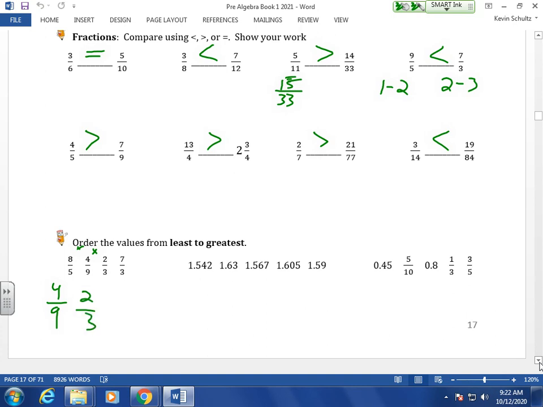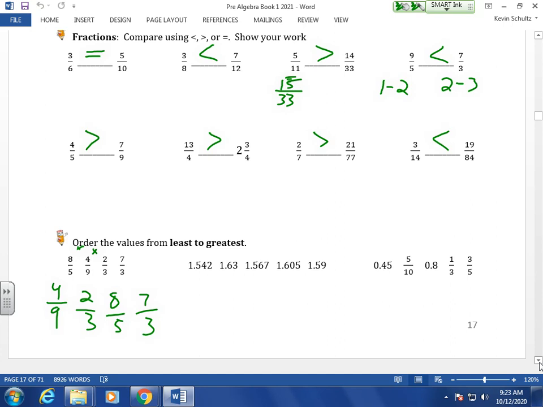4/9 is less than 1/2. 2/3 is greater than 1/2. Then comes 8/5, which is between 1 whole and 2 wholes, because 5 goes into 8 once, but not twice. And then we have 7/3, which is between 2 and 3 wholes, because 3 goes into 7 twice, but not 3 times. Next one, we've got more decimals here.